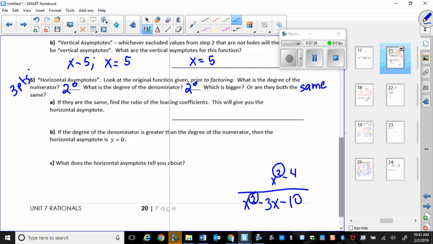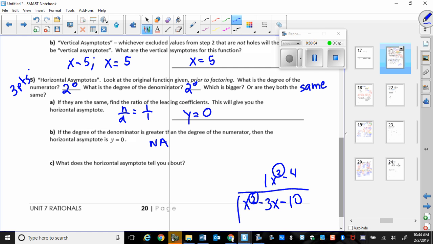So if they are the same, find the ratio of the leading coefficients. What is the number in front of the leading coefficient on top? What is the number in front of the leading coefficient in the bottom? It's 1 and 1. So the ratio would be numerator over denominator equals 1 over 1. If the degree of the denominator is greater than the degree of the numerator, then the horizontal asymptote is 0. This is not true, so it's not applicable.